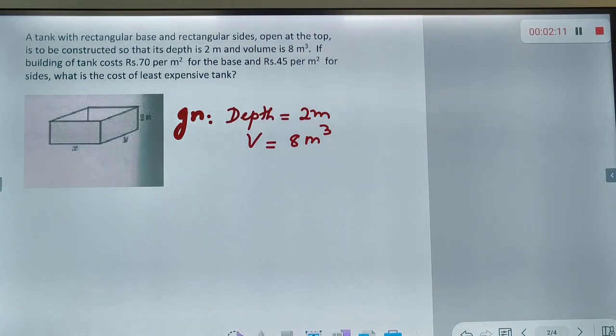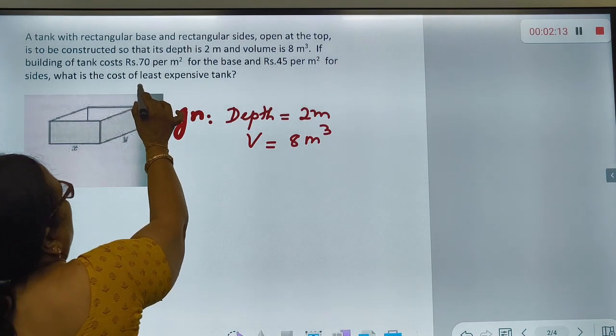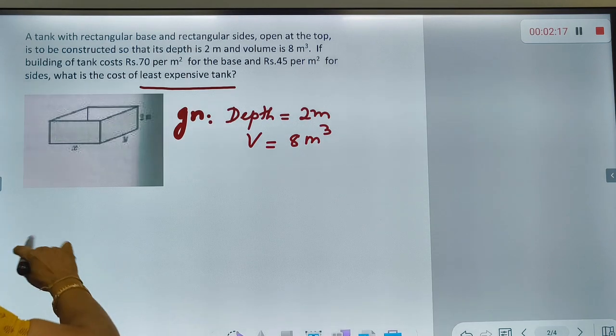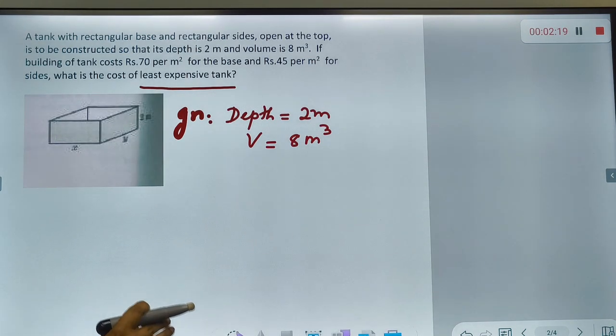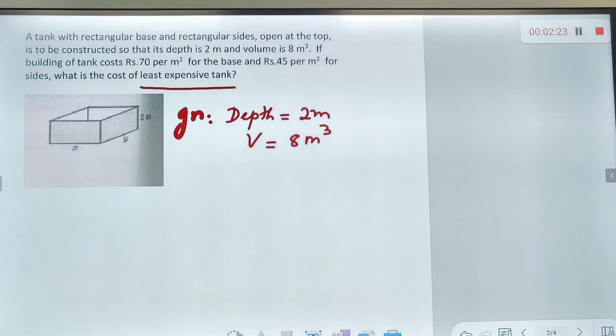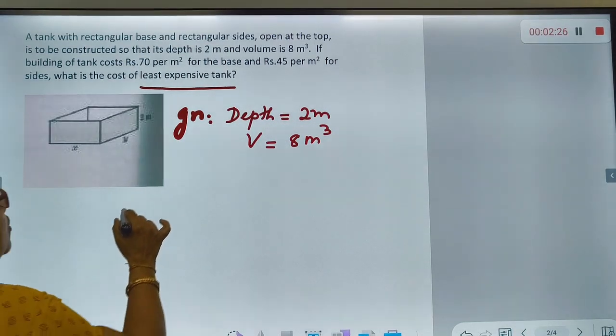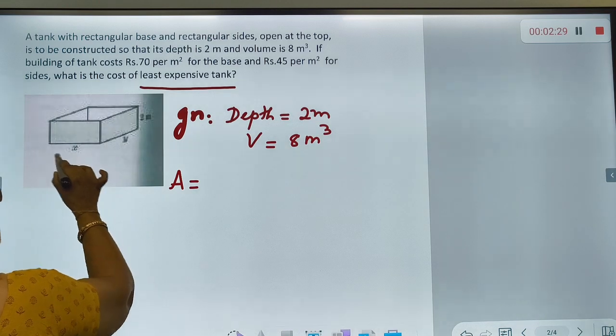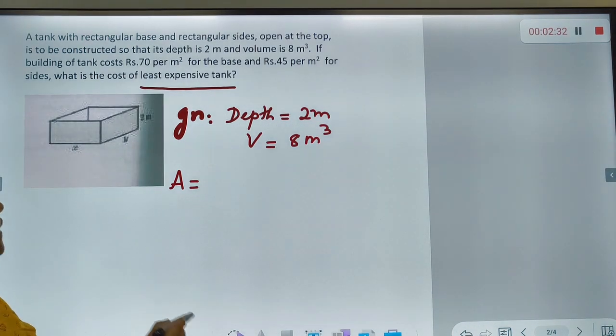So we have to minimize the cost. We have to find out what is the least expensive tank and what are we constructing. We are looking at the building of the tank costs for the base and for the sides. So we are looking at the area. Okay. So what is the area? Area will be, see, bottom is x and it's a rectangle.